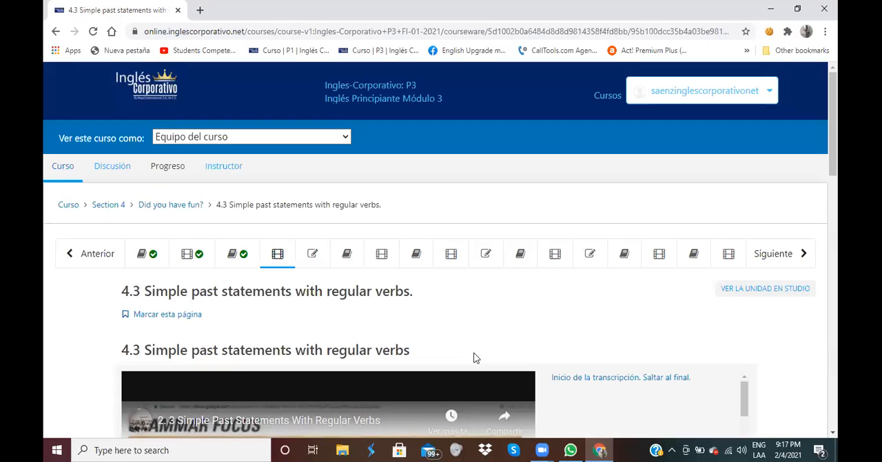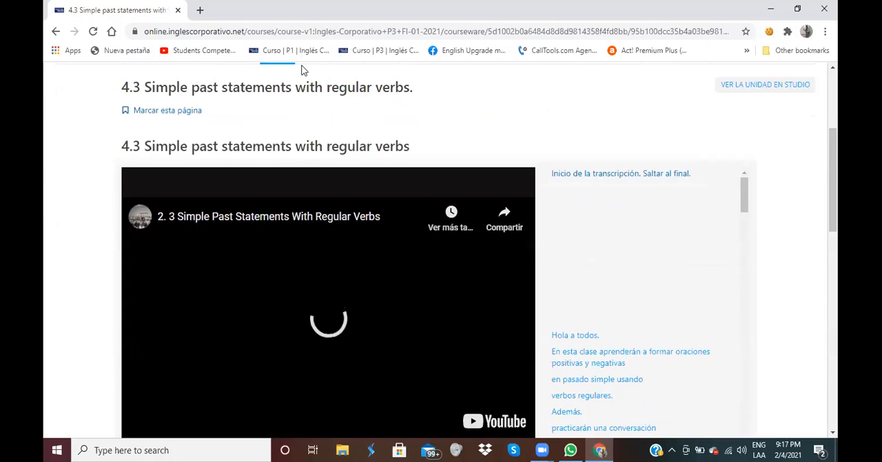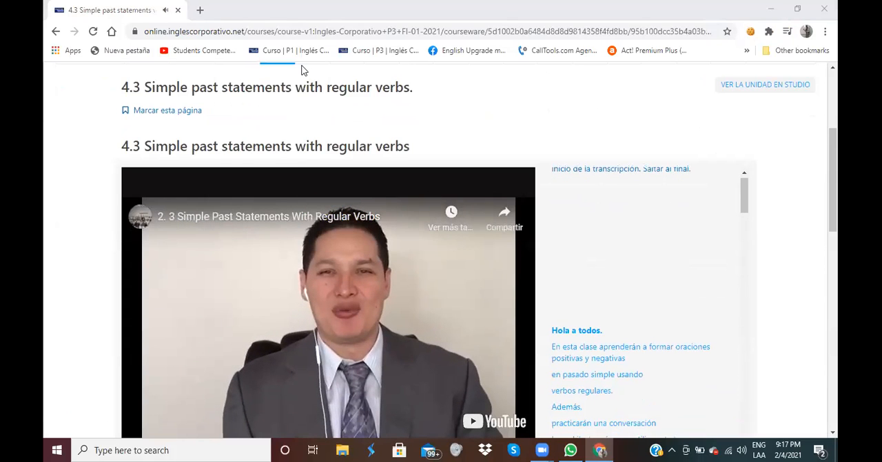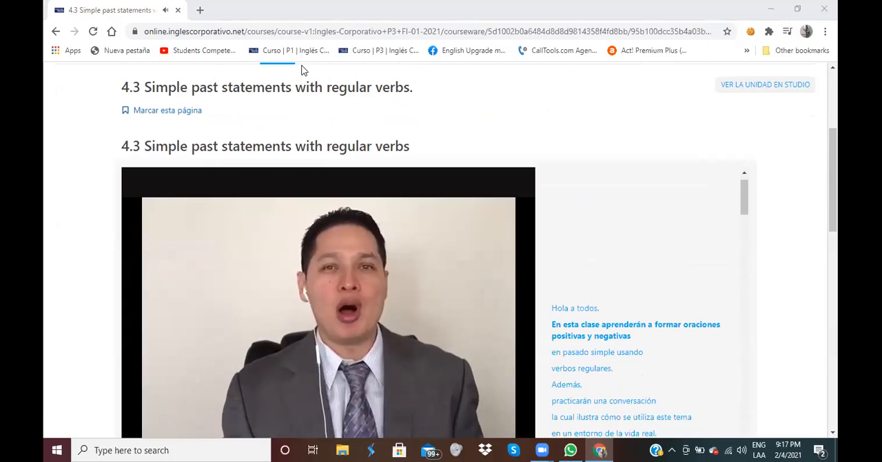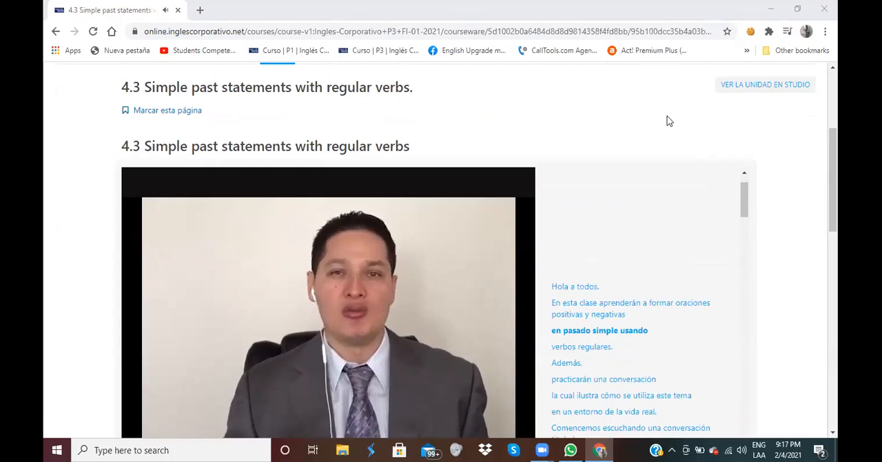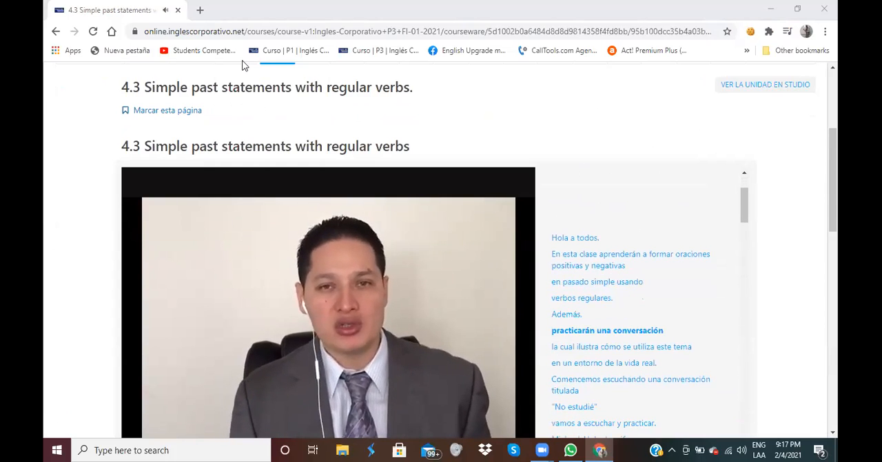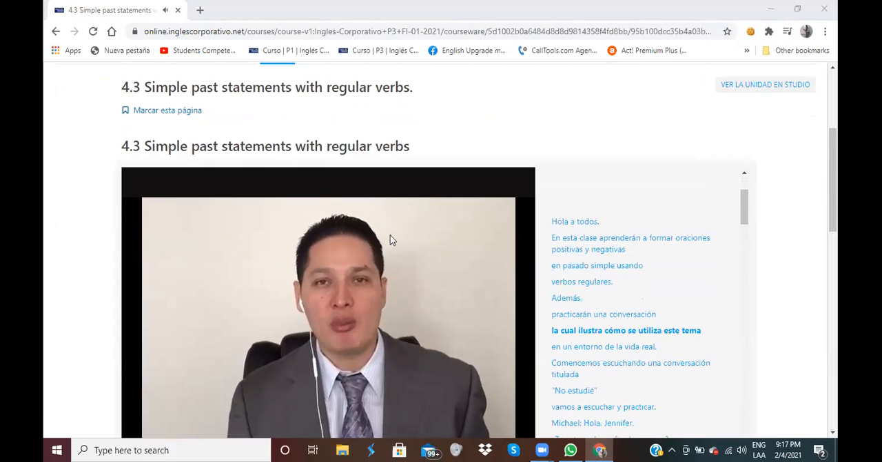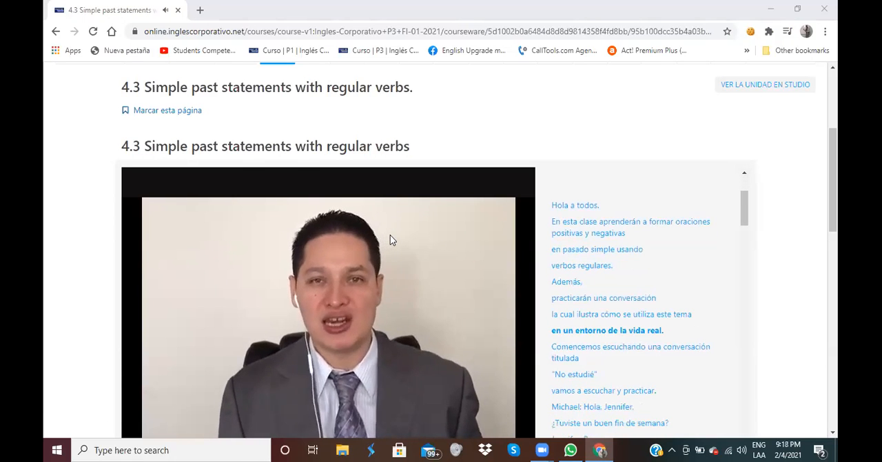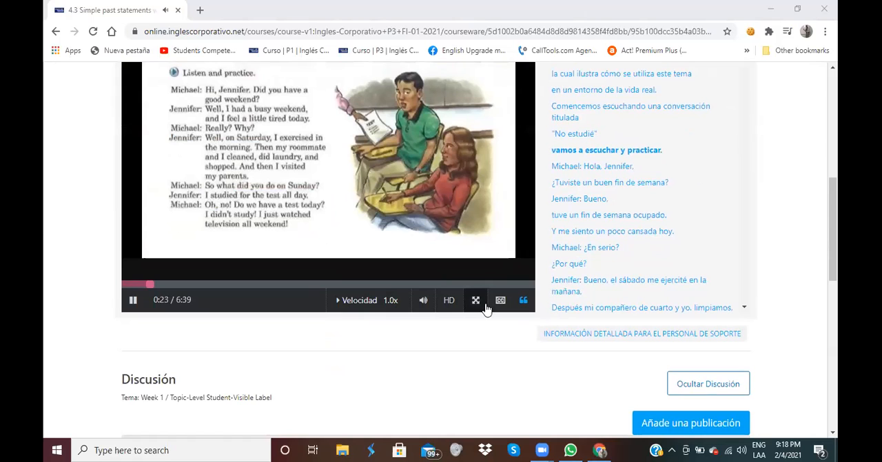Simple past statements with regular verbs. Listen. Please, tome apuntes en su libreta. Additionally, you'll practice a conversation which illustrates how this topic is used in a real-life setting. Let's get started by listening to a conversation titled, I Didn't Study. Let's listen and practice.